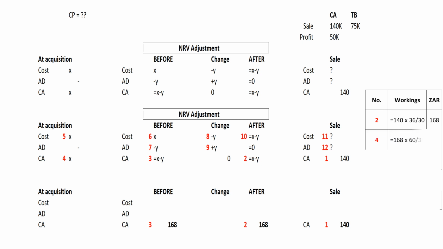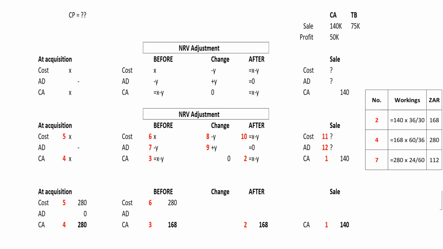In order to get the cost at the date of acquisition, we will take 168 being our carrying amount as at the NRV adjustment, multiplied by our total useful life of 60 months divided by 36 months at the NRV date to give us 280. Our cost at acquisition now is the same as our carrying amount being 280. The next step is basically to roll forward the 280 from our at acquisition date to before the NRV adjustment.